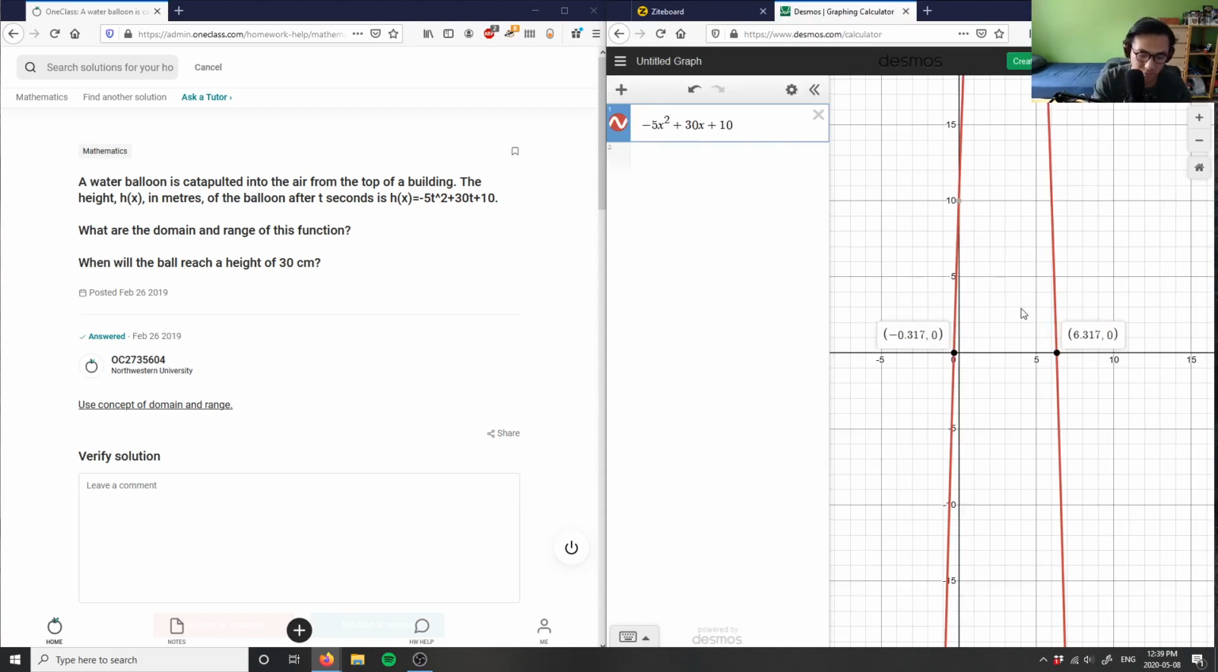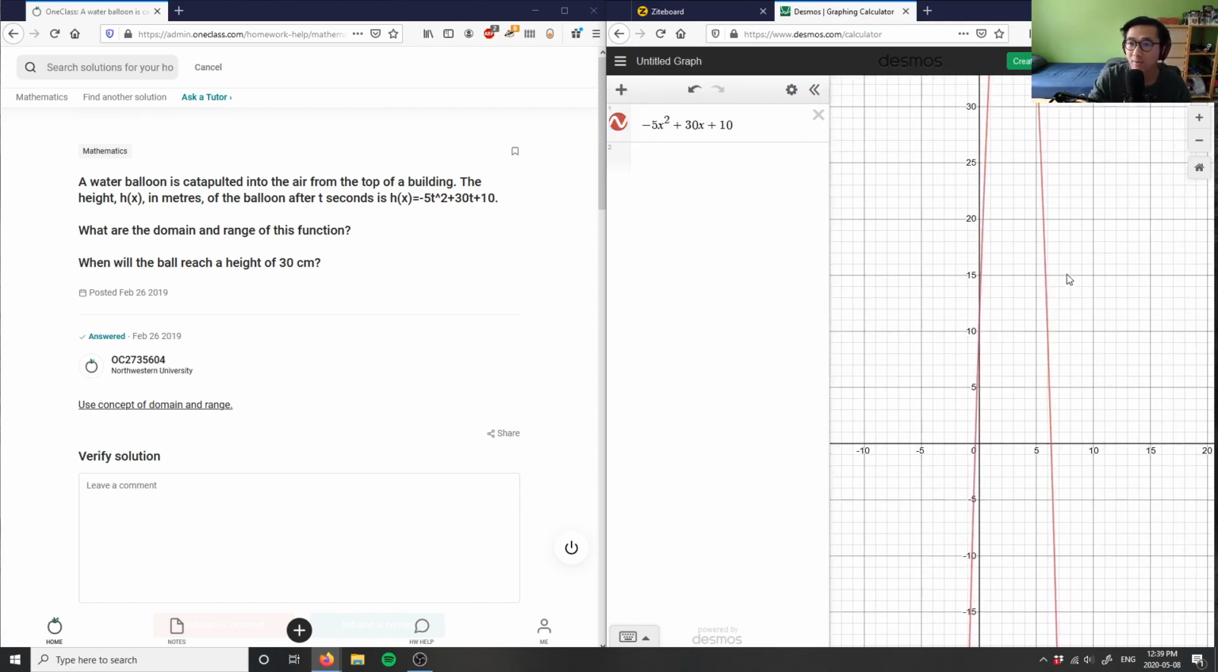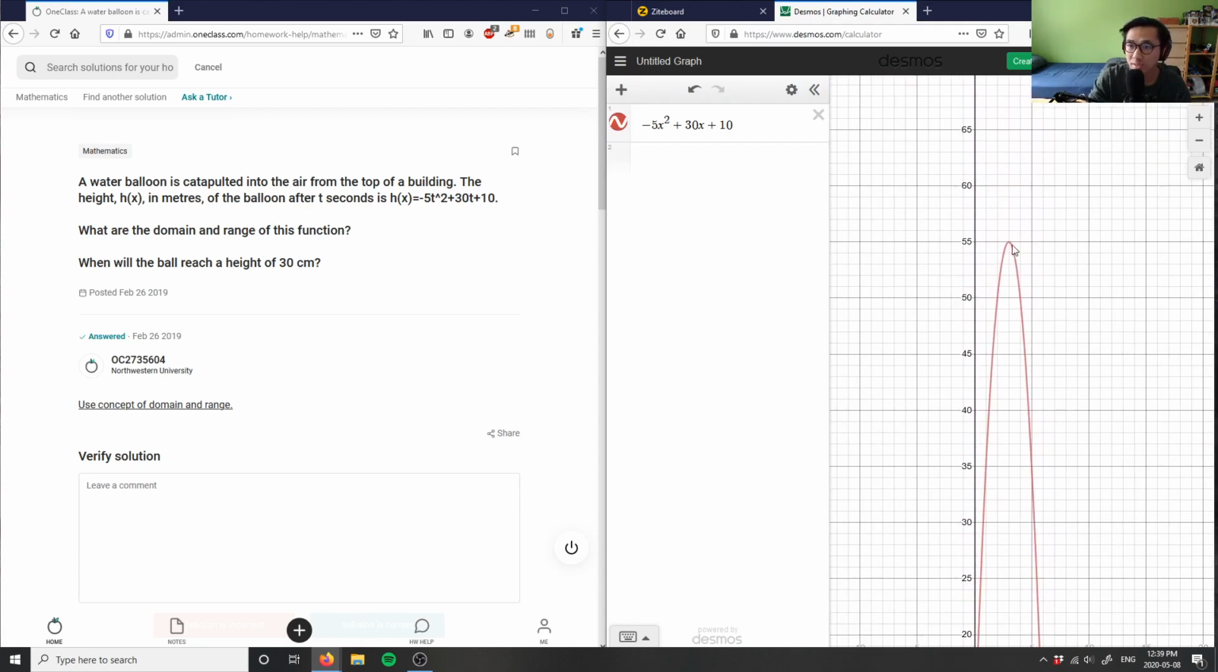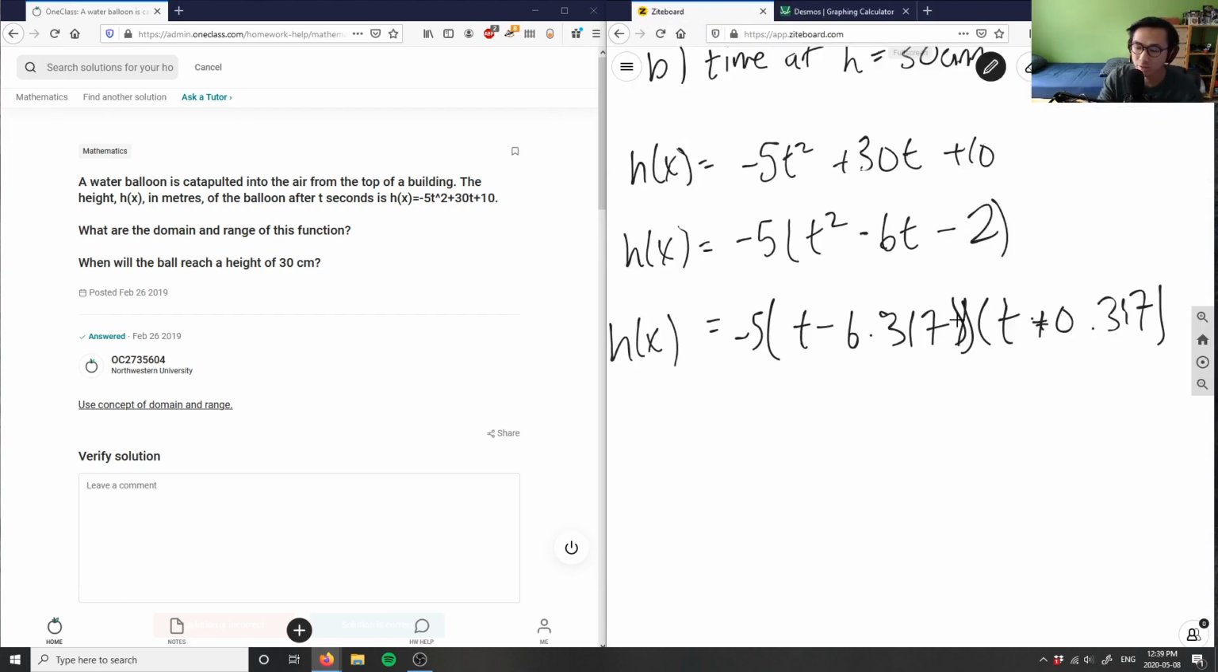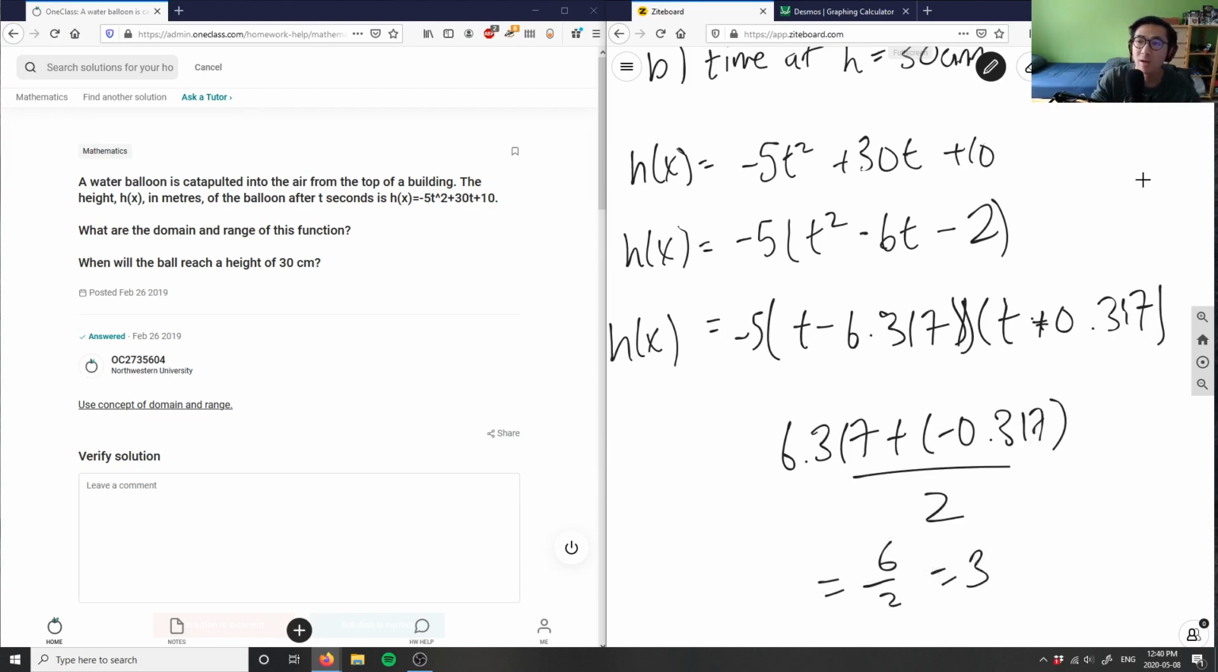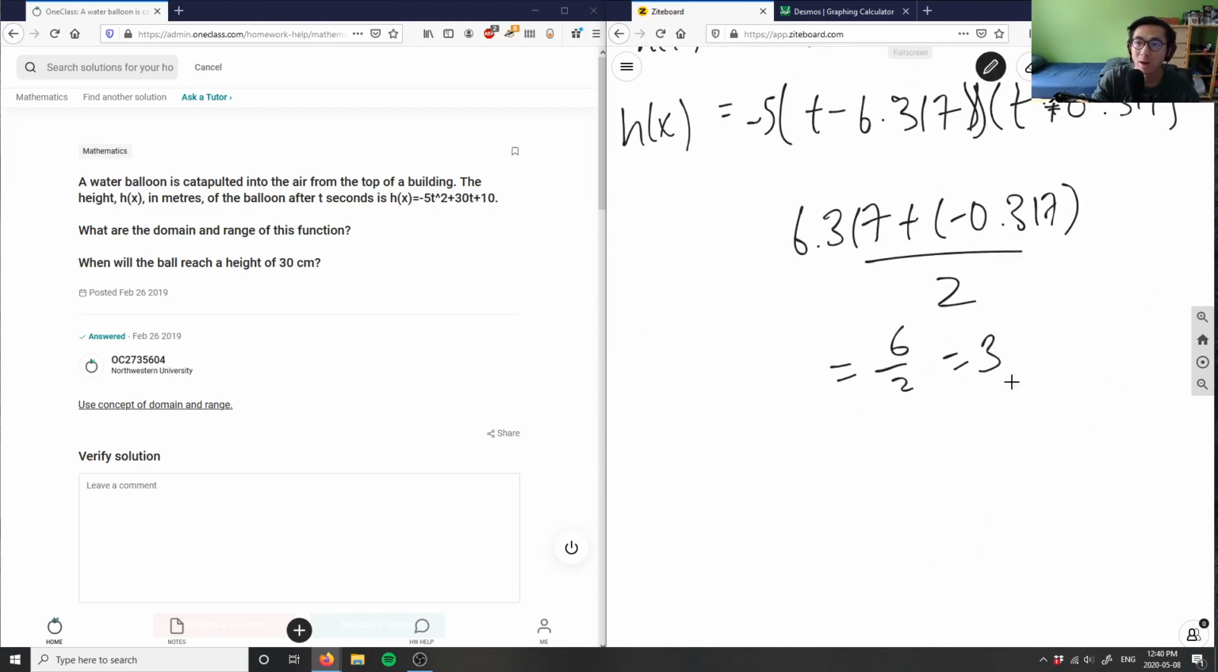So I can say here 6.317 minus 0.317 is going to give me 6. And then I'm going to divide that by 2 to get our vertex, which is going to be at 3, right? So again, I'm using the equation of the axis, basically finding the average: 6.317 plus negative 0.317 divided by 2. This is 6 divided by 2, which equals 3. And then I can substitute in h at 3, right?